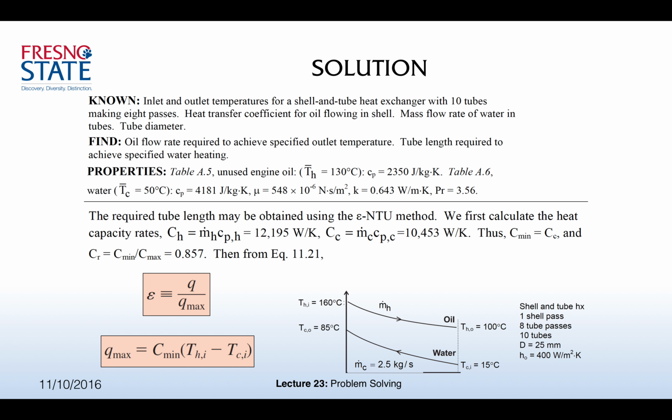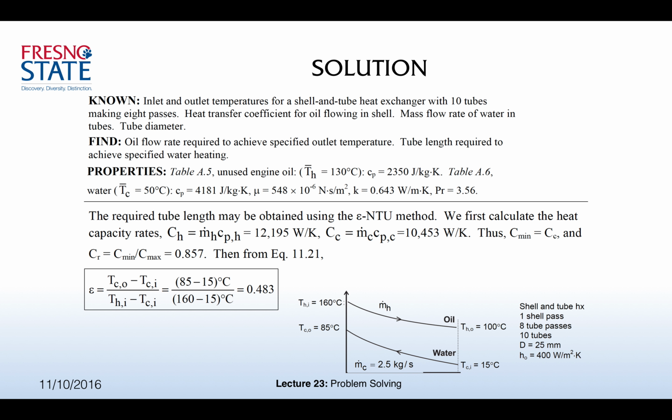Now I can calculate my epsilon. I have Q, but I don't have Q max. Q maximum is C minimum multiplied by T hot in minus T cold in. But remember, we calculated Q, the actual Q, as m dot cold times Cp cold, which is C minimum, multiplied by T cold out minus T cold in.